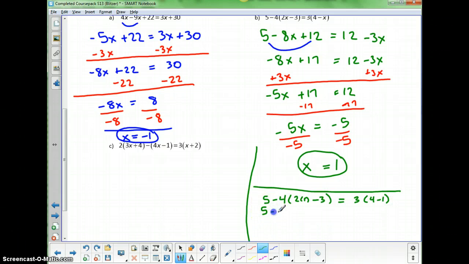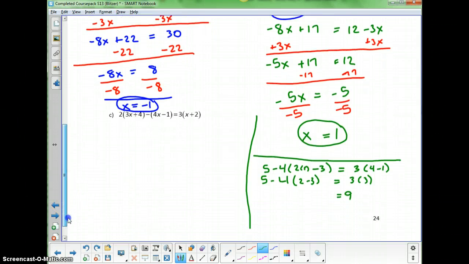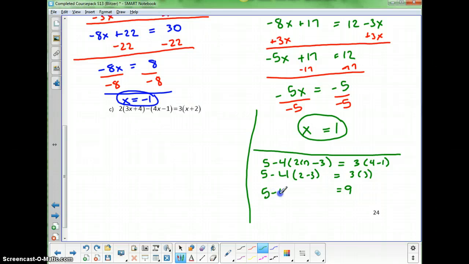So following order of operations, this would have been 5 minus 4 times 2 times 1 is 2, minus 3. And if I simplify on the other side, that's going to be 3 times 4 minus 1 is 3. That side is 9. So now I just have to check to see if the left side matches. So this is 5 minus 4 times 2 minus 3 is negative 1. So that's 5. Negative 4 times negative 1 is plus 4, equals 9. And that's true. This does check. So that verifies that this is the correct answer.